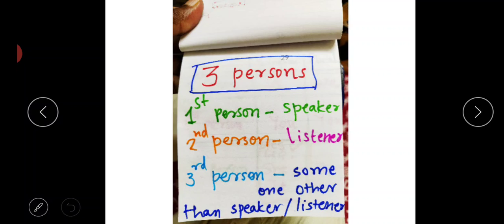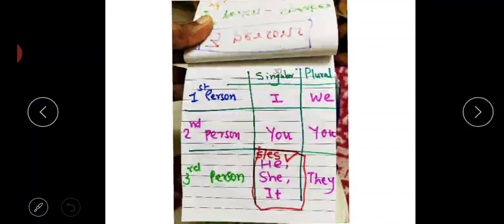That is, the man was talking about PM Modi, right? So the one who was speaking is the first person, the one who was listening was the second person, and the man was talking about PM Modi, so PM Modi is the third person. So this is how it is. And now let's go ahead.